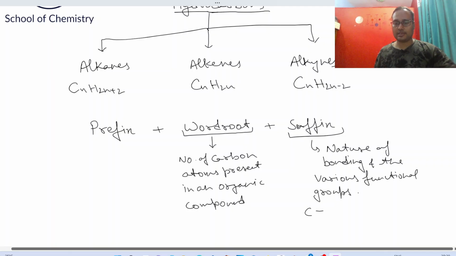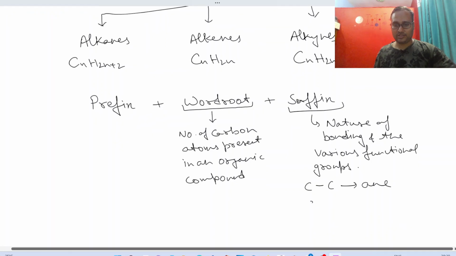Suppose we have a carbon-carbon single bond, it's an alkane. So the suffix we will be writing over there is "ane", A-N-E. If we have a double bond in the chain, then we use the suffix "ene". If we have a triple bond in our chain, we use the suffix "yne", Y-N-E.